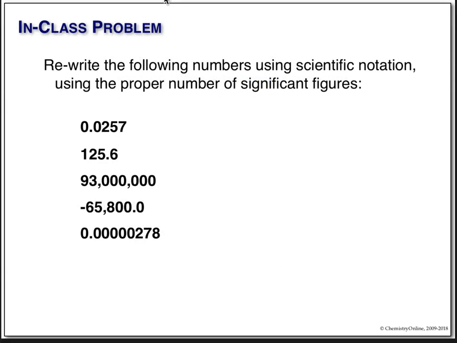Well, let's do an exercise here. Let's do 2 things at once. We'll practice writing scientific notation. Step 1, you need to look at the number, decide how many significant figures go in the coefficient, and then write your exponent.